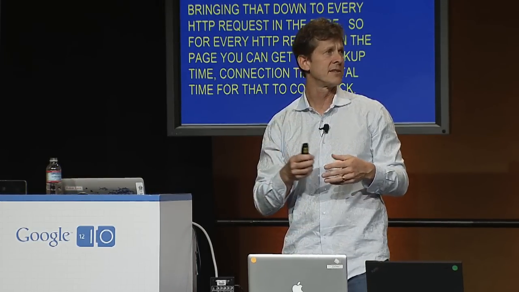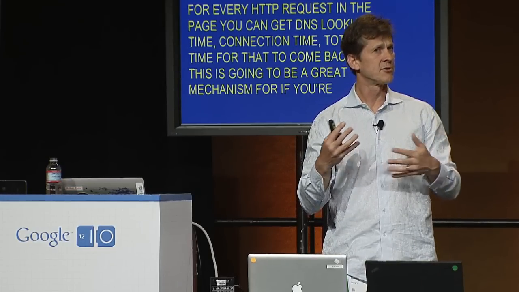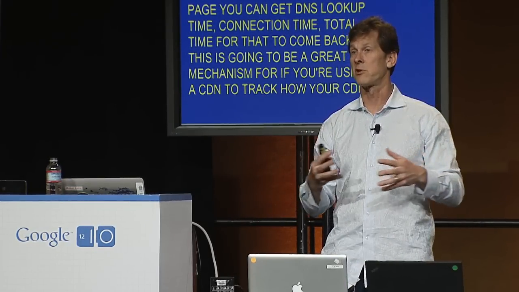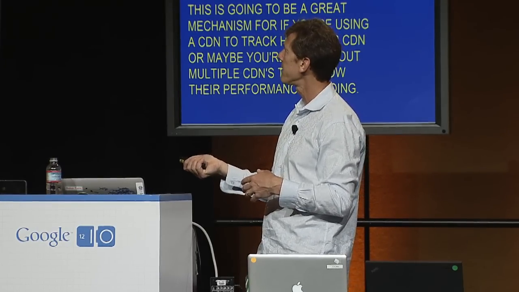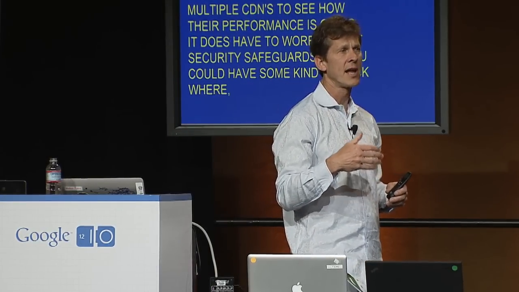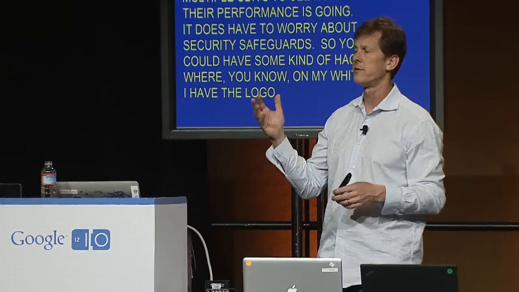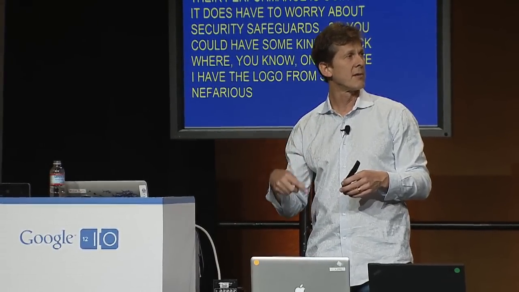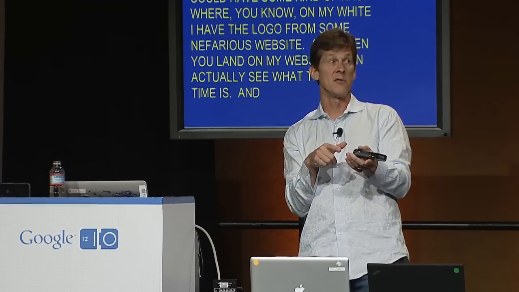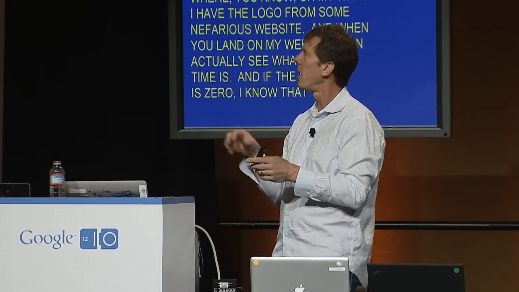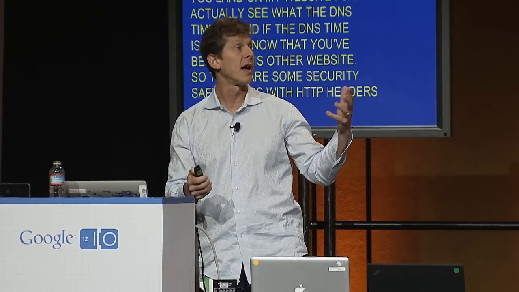This is going to be a great mechanism if you're using a CDN to track how your CDN is doing, or maybe you're testing out multiple CDNs to see how their performance is going. It does have to worry about security safeguards. You could have some kind of hack where, on my website, I have the logo from some nefarious website. When you land on my website, I can see what the DNS time is, and if the DNS time is 0, I know that you've been to this other website. So there are some security safeguards with HTTP headers. Websites can allow or not allow cross-domain tracking of resource timing.